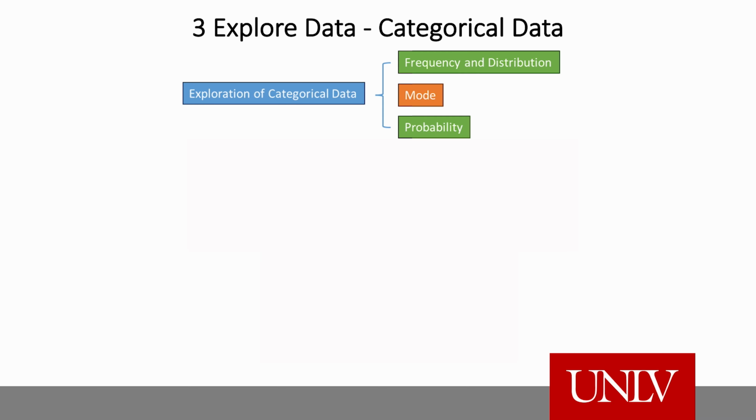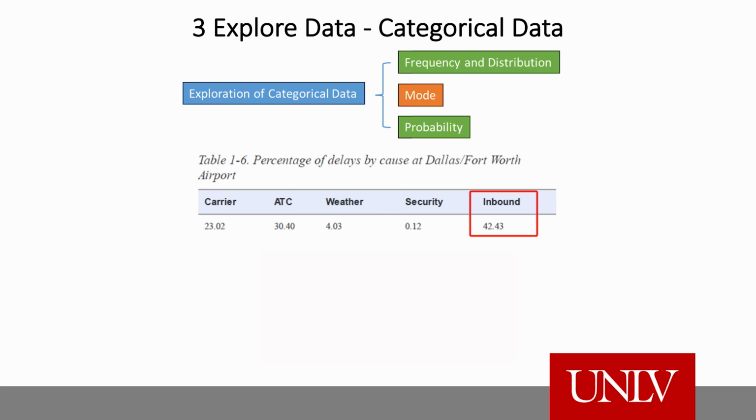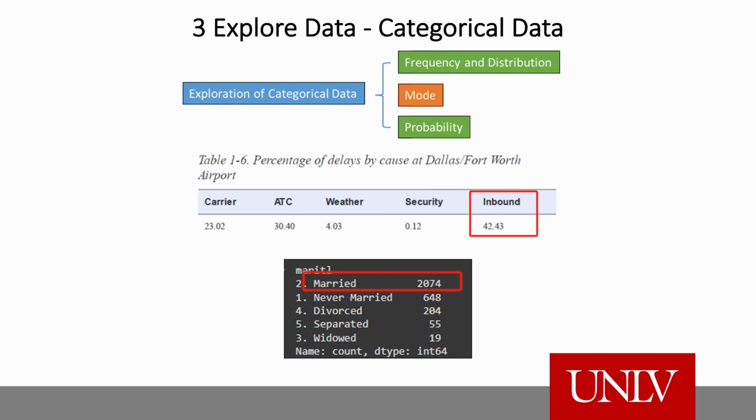The mode is the value that appears most frequently in a dataset. In cases where multiple values occur with the same highest frequency, all of them are considered modes. For example, the mode of the causes of delay at the Dallas-Fort Worth Airport is inbound, since this category occurs more often than the others. Another example is marital status data, where married is the most common category and therefore represents the mode.